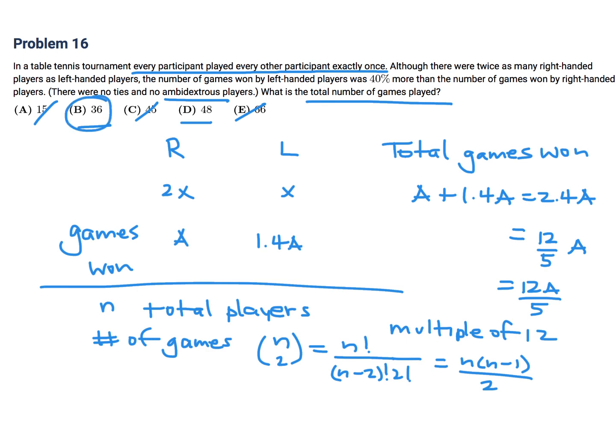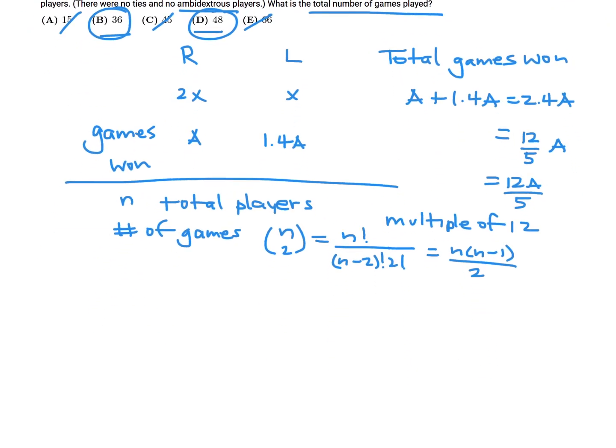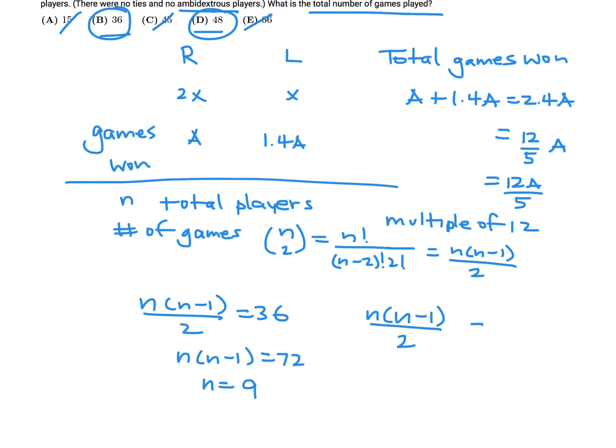And let's see if that can satisfy either 36 or 48. If n times n minus 1 over 2 equals 36, then that means n times n minus 1 would be 72, and therefore n, just by inspection, I'm certainly not going to do a quadratic. 72 is 9 times 8, right? So n would be 9. And if we did the same thing for the other answer choice, which is 48, it would be n times n minus 1 is 96, and there's no integer value of n that would satisfy that. So we have proven that 36, which is answer choice B, is the correct answer.